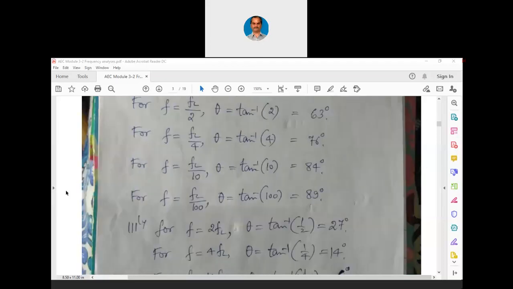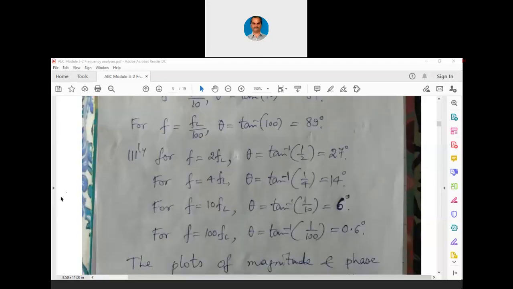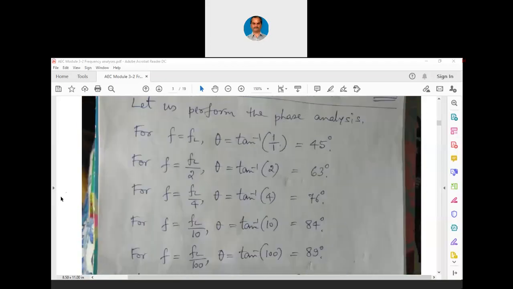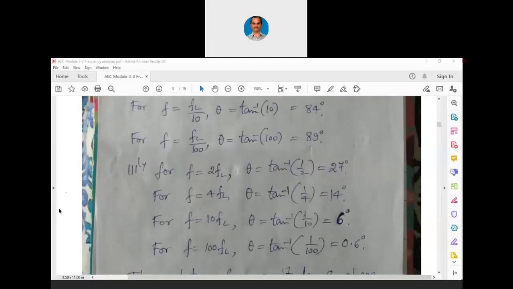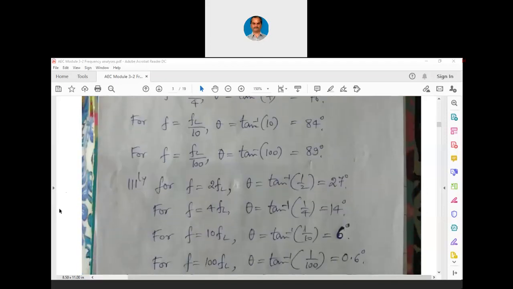So now, similarly for f equals 2fL, we get theta equals 27 degrees. For 4fL, we get 14 degrees. For 10fL, we get 6 degrees. For 100fL, we get 0.6 degrees. Look at this. We have been going down by fL by 2, fL by 4, fL by 10, fL by 100. Now, if we multiply by 2 or 4 or 10 or 100, the angle is reducing.